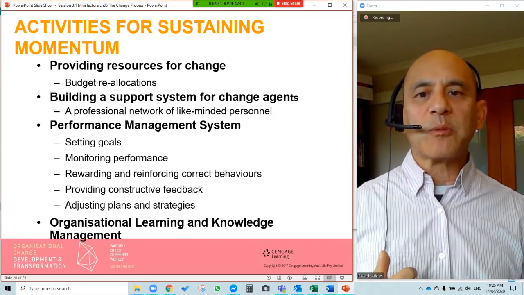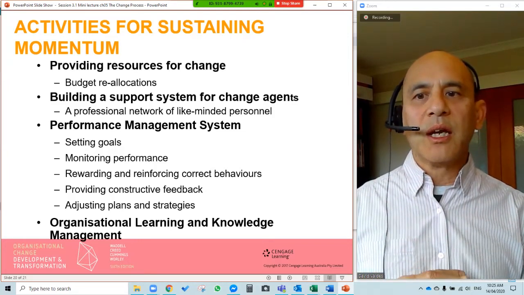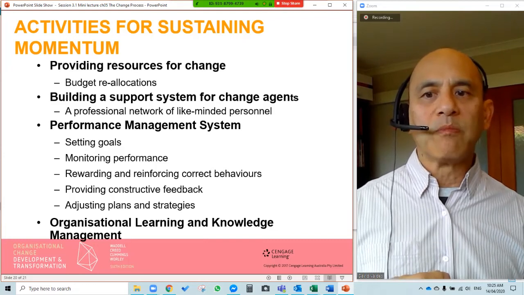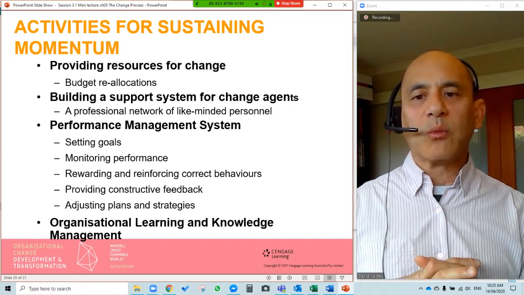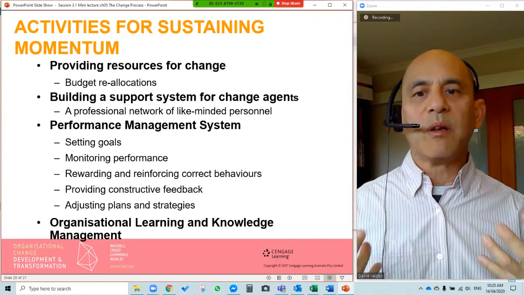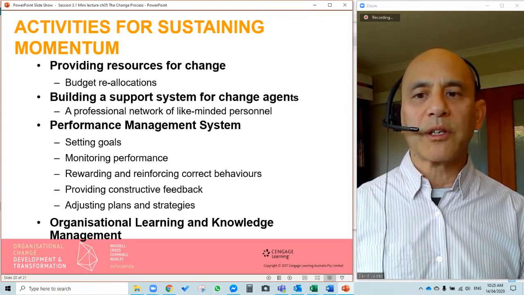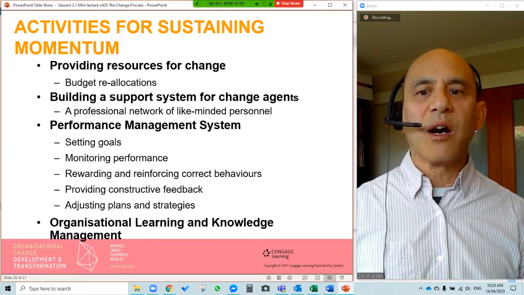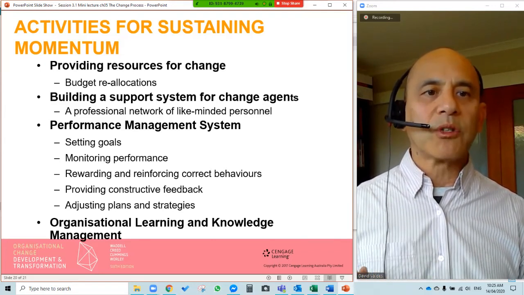The performance management system really comes into play in this particular stage, because we are using the system to monitor the performance of each individual team. We're trying to figure out whether they've actually implemented the changes, and whether the changes are actually working to improve the organization. Part of that system is rewarding and reinforcing these correct behaviors that we've set up.